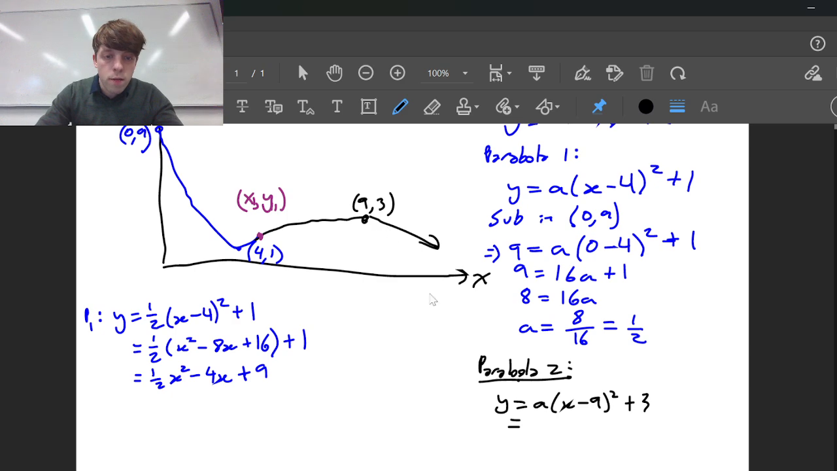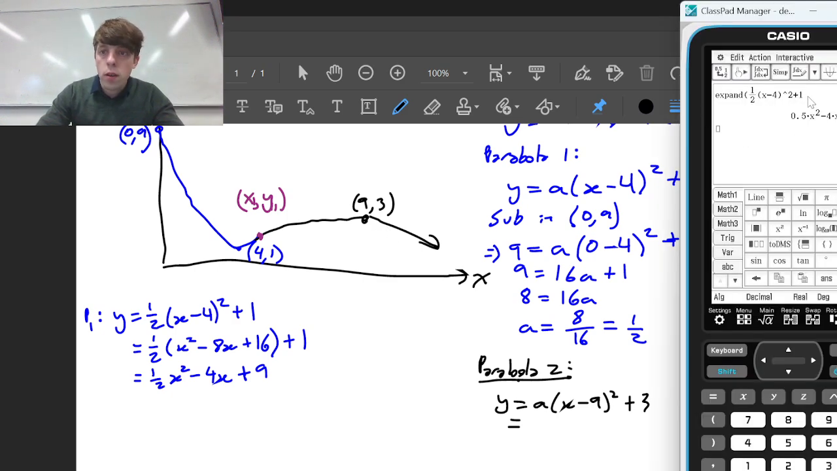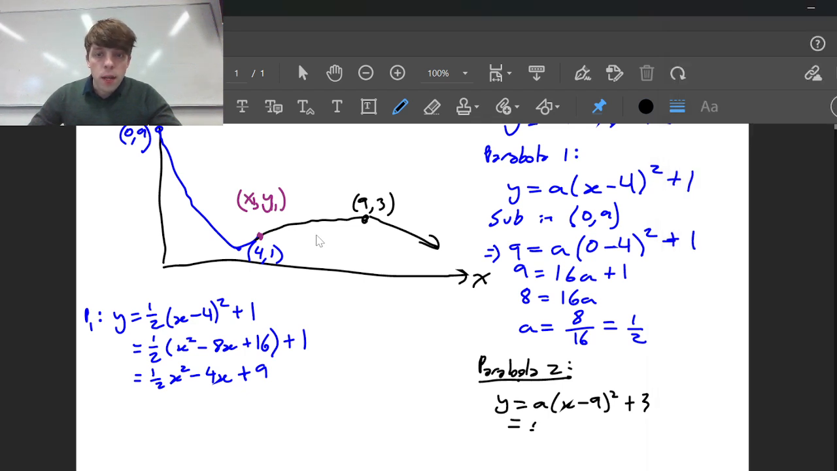Okay, so we can expand those brackets as before. Let's just do it on the CAS just to be faster. So if we go a half times x minus 9 plus 3, that's a half x squared minus 9x plus a fraction. Oh, sorry, but there's the a there. Yeah, we'll just do it by hand. So it's going to be a times x squared minus, 2 times 9 is 18, x plus 81, plus 3.